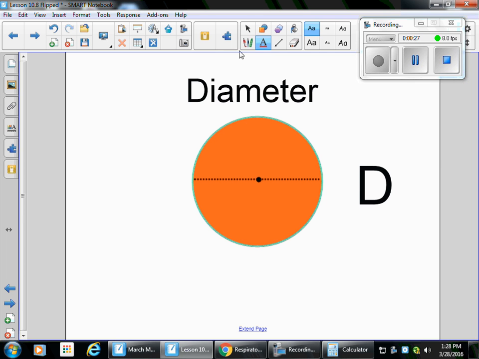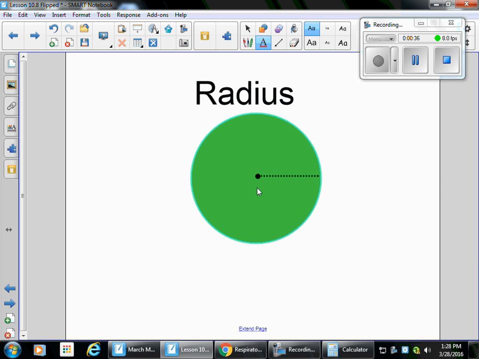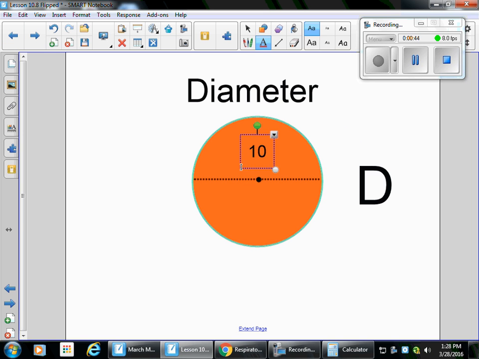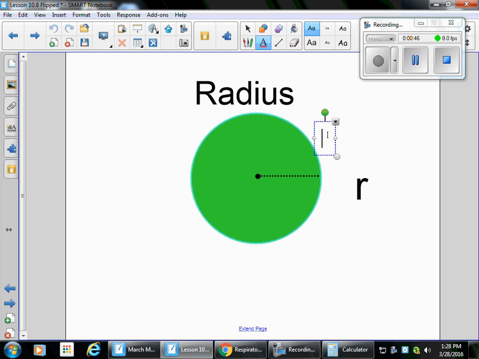So if I have a diameter of 10, that means half of 10 would be 5. So the distance from here to here would be 5, and that is what we call the radius. A lot of times when we see radius inside a formula, it's a small r. This is our radius. So if my diameter is 10, my radius will be a 5.